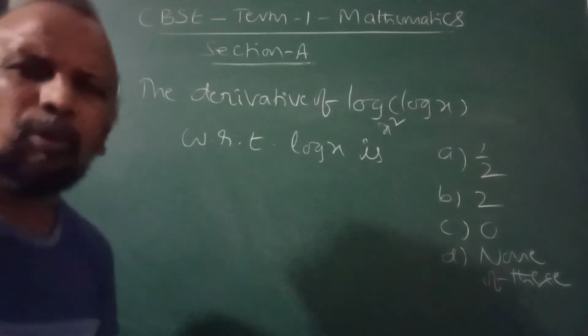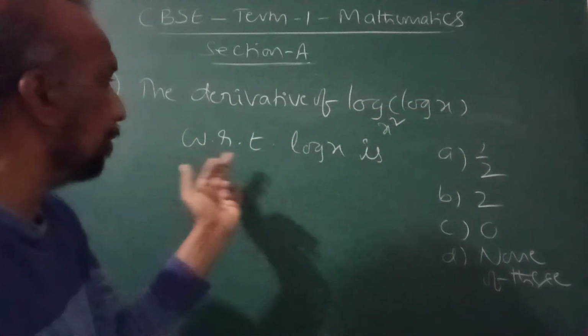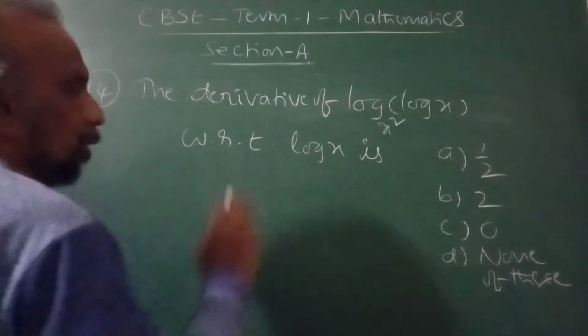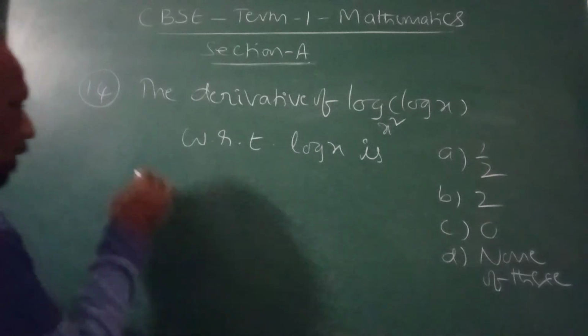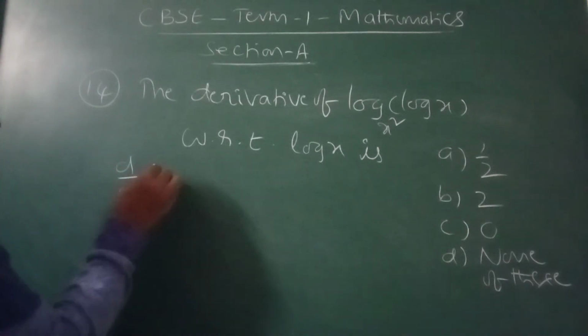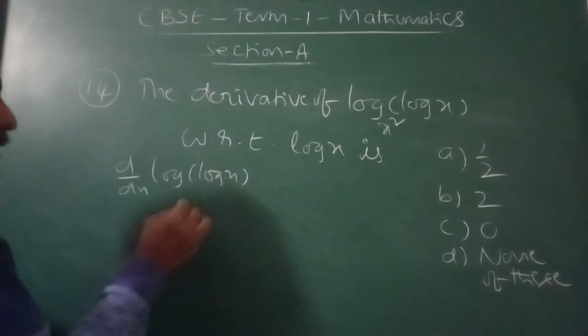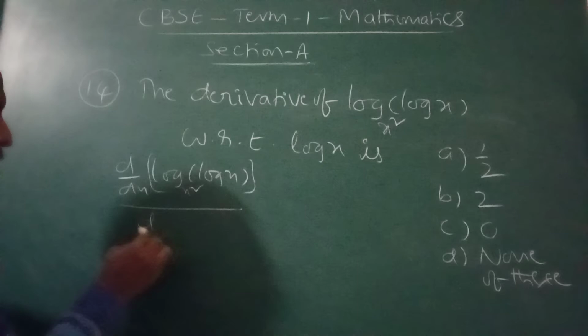See, in this problem, they are given the derivative of log x base x square with respect to log x. Then I should write derivative of this by derivative of this. With respect to this means derivative of this by derivative of this, I can write d by dx of log x base x square by d by dx of log x.